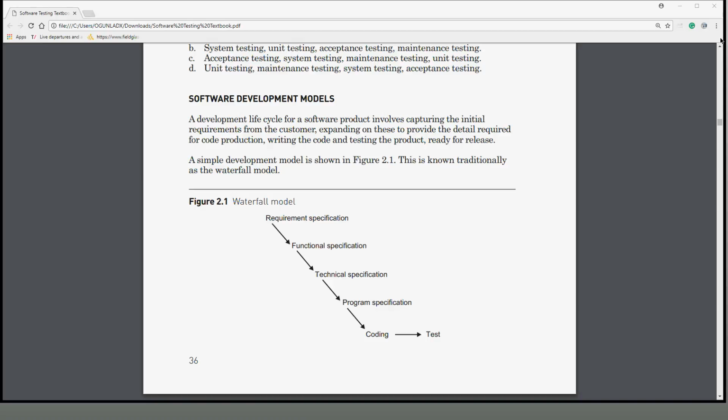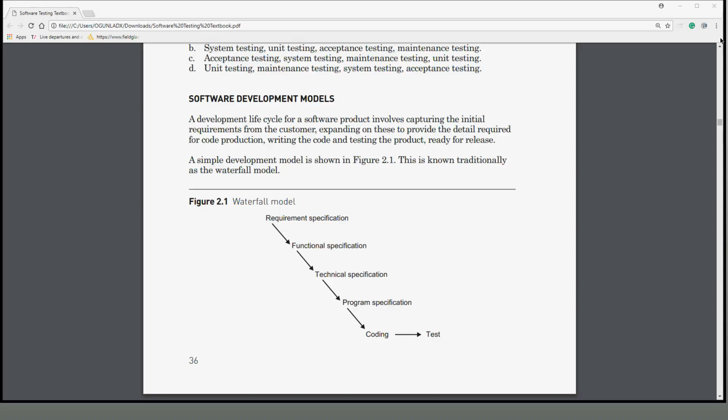So the first thing you do, you gather your requirements. Your functional requirement is also gathered. Your technical requirement is also gathered. Then also program requirement or specification is put together. After that, you do your coding and you do your testing. And that is the waterfall model.